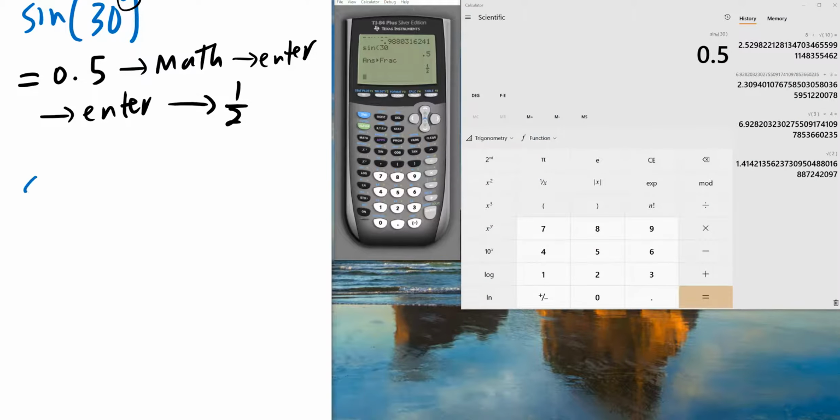What about sine of negative 30 degrees? I'm still in degrees. If you put the minus sign, the one in the first column on the right side, right above the plus, that's a subtraction, not negative. The negative is the one next to the decimal point in the last row. Negative 30 degrees. I expect that to be negative 1/2, and that's what it is. Again, if you want it as a fraction, you go math, enter again. So that equals negative 1/2, as you can see.